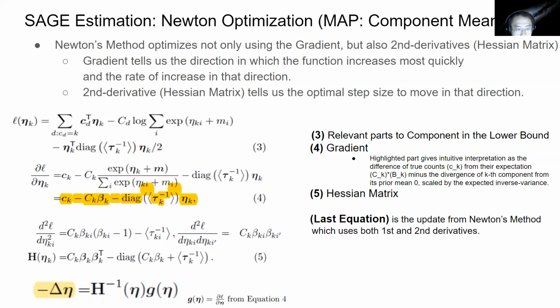The negative delta for the component mean, to be exact, is the update from Newton's method, which uses the second derivative, the Hessian here, and the first derivative, the gradient here.